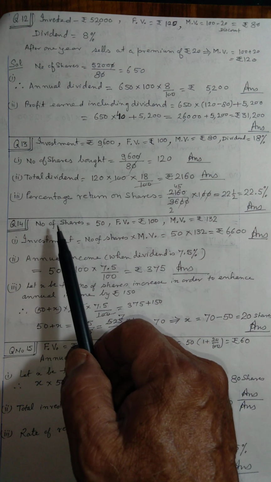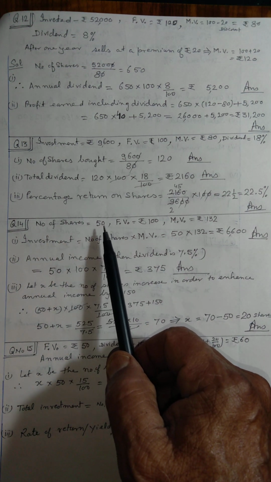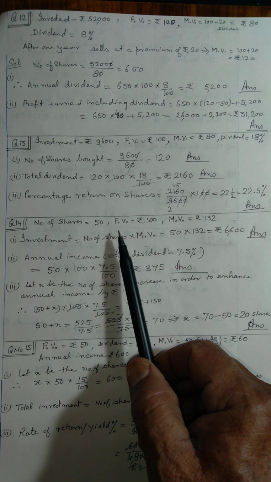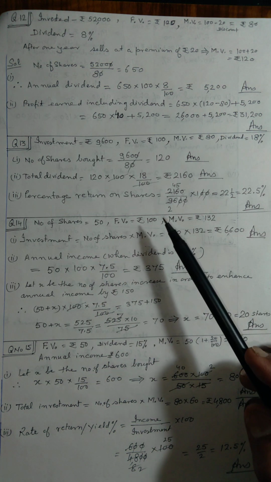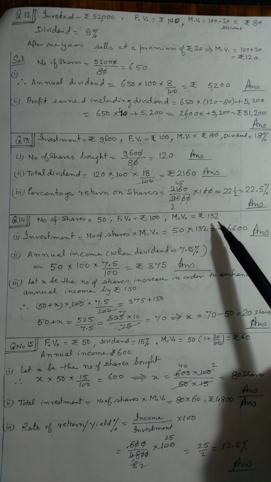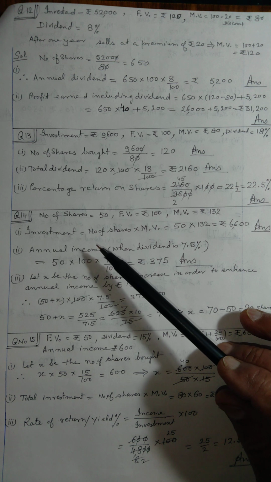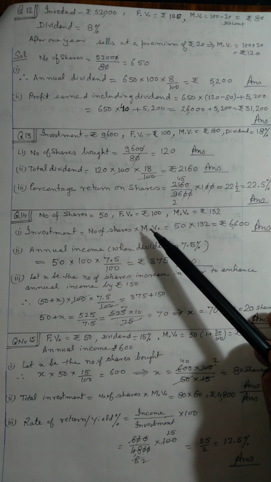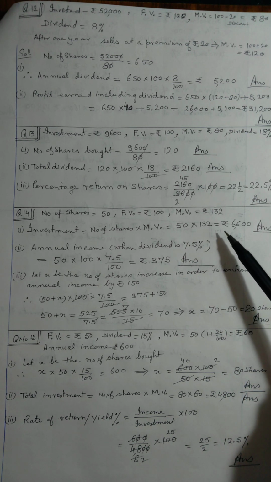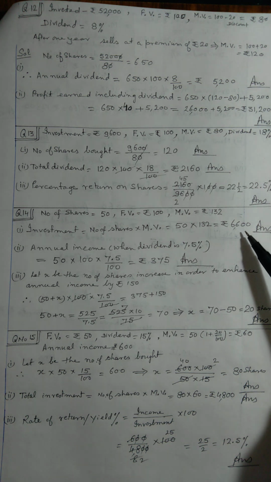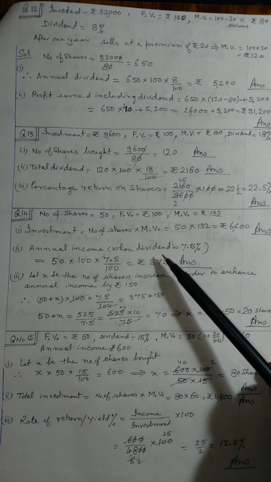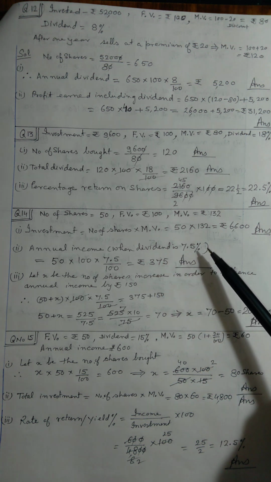So the question number 14, the number of shares is 50 given, face value is rupees 100, market value is 132. Investment, that is equal to the number of the shares into market value, that will be 50 into 132. This will be equal to 66,000. So the annual income when the dividend is 7.5%.